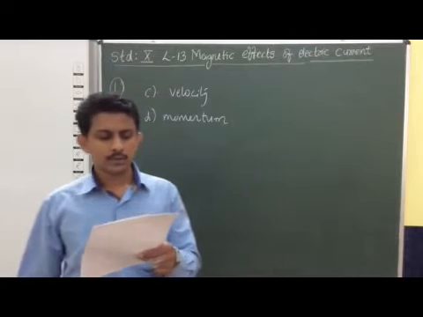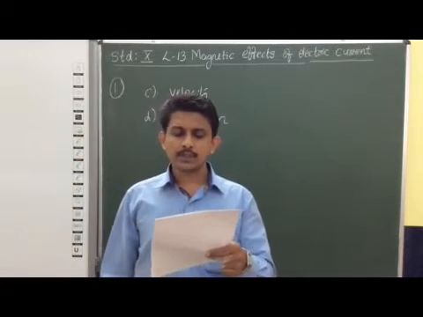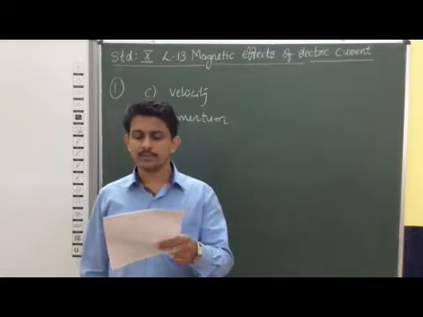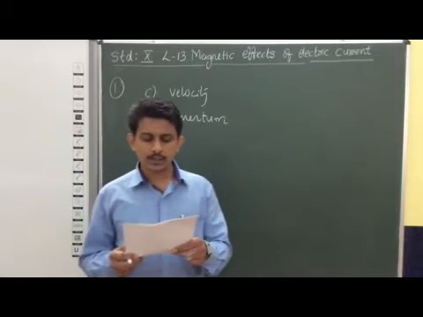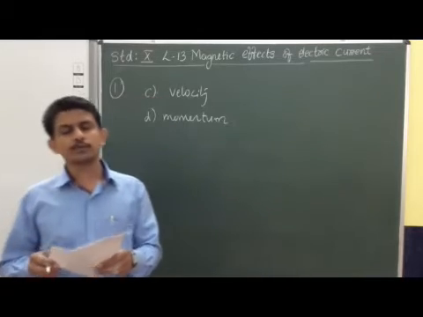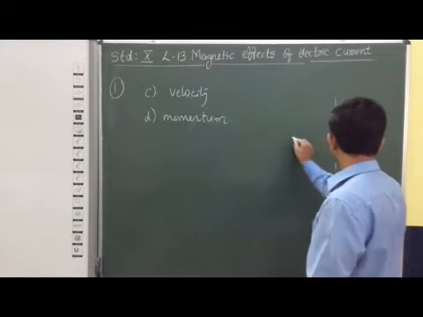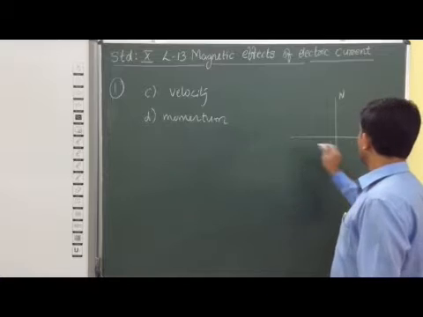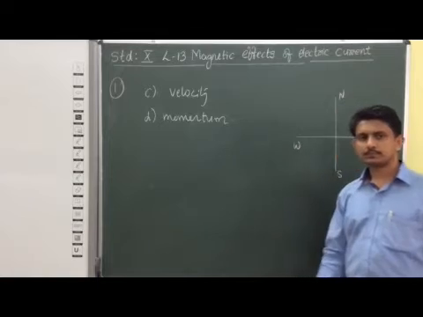Now question number 2. A positively charged particle projected towards west is deflected towards north by a magnetic field. What is the direction of the magnetic field? So you can see this question. This is the way we can represent the direction. So north is there, south is there, and we can mention east and west.